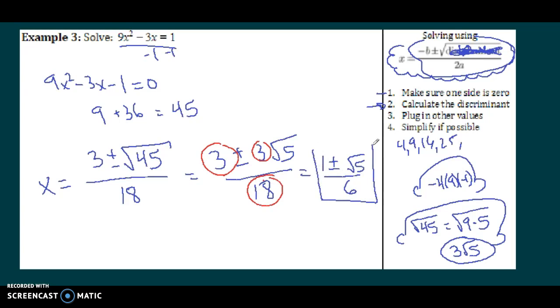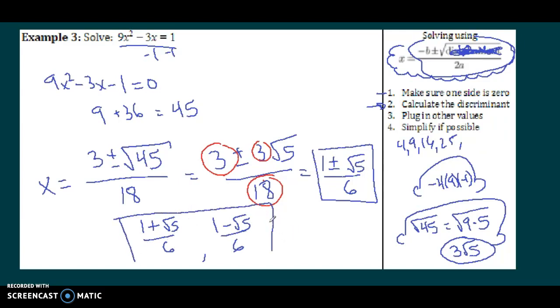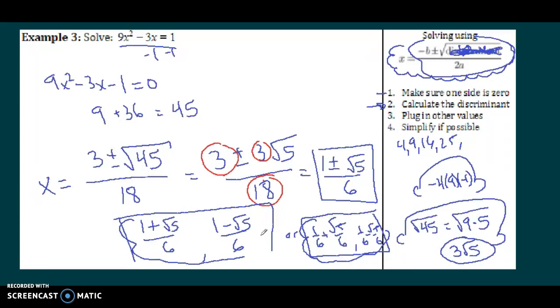So this would be one correct answer. Your teacher might want you to write it like this: 1 plus root 5 over 6 as one answer, 1 minus root 5 over 6 as another answer. That's one thing they might have you do. Or they might have you break that up to be 1 sixth plus root 5 over 6, 1 sixth minus root 5 over 6. I prefer this answer. Your teacher always shows the answer like this. It should accept both. You should be familiar with both. I don't care which one you do.